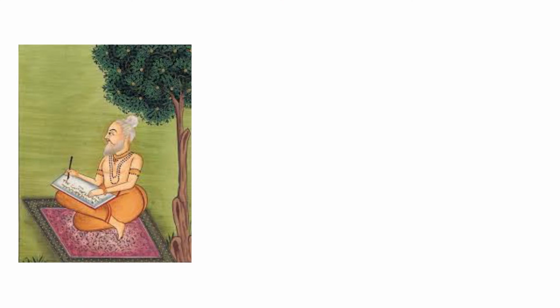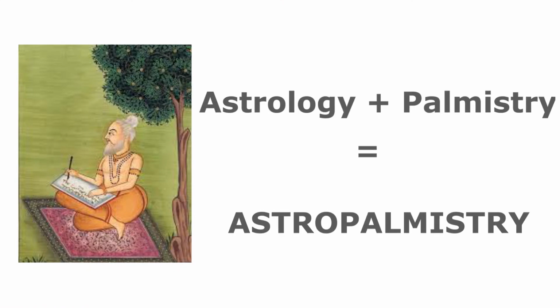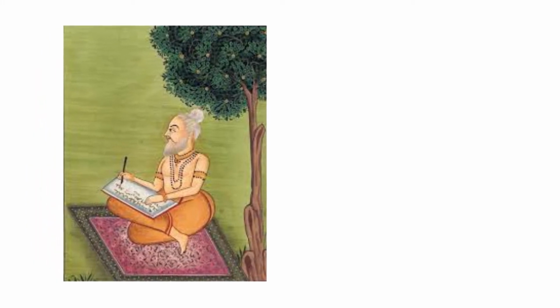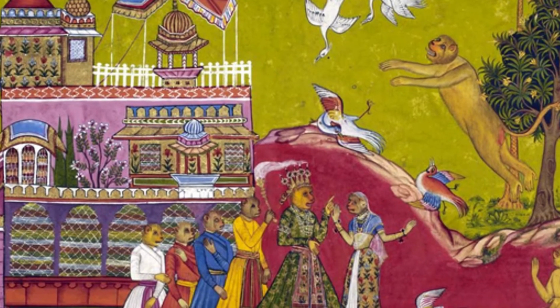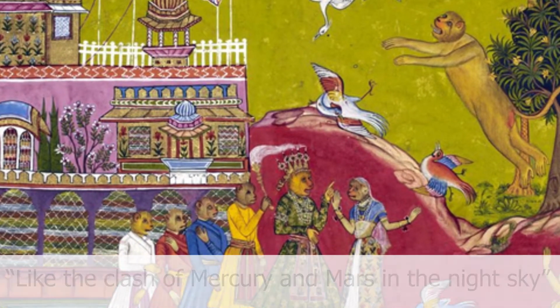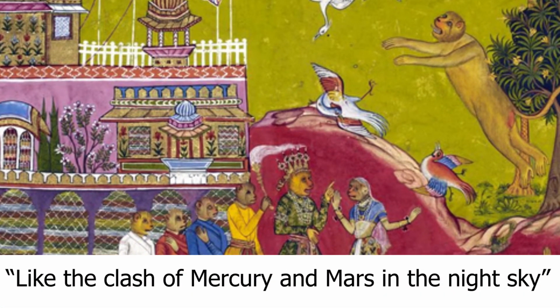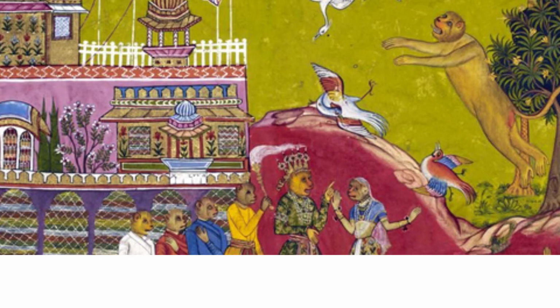In addition to being a great poet, Valmiki was also an astropalmist. He designed one of these bridges that combine inner Jyotish with outer Jyotish. And so inside his epic, he wrote an entire system of astropalmistry. And this is the reason that there are so many references to astrology within the Ramayan. For example, when Sugriv and Vali fight, Valmiki wrote that the two brothers fought like the clash of Mercury and Mars in the night sky. Now that's an awfully specific reference, and it only makes sense in the light of astrology.